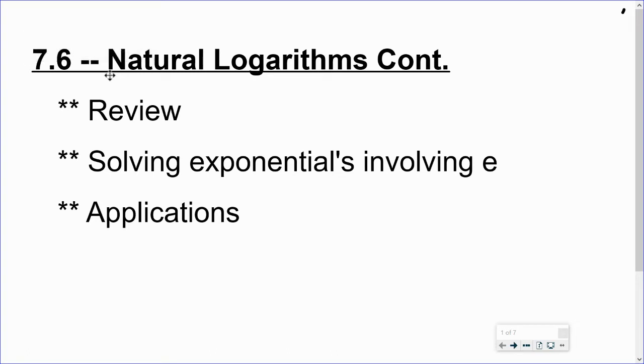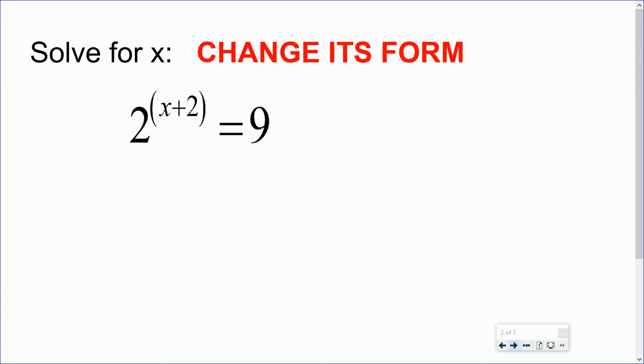Okay, today we worked on our last day of chapter 7 actually. So we did the 7.6 natural logs continued. All right, and so those are the things that we're trying to work on today. So let's keep moving on.